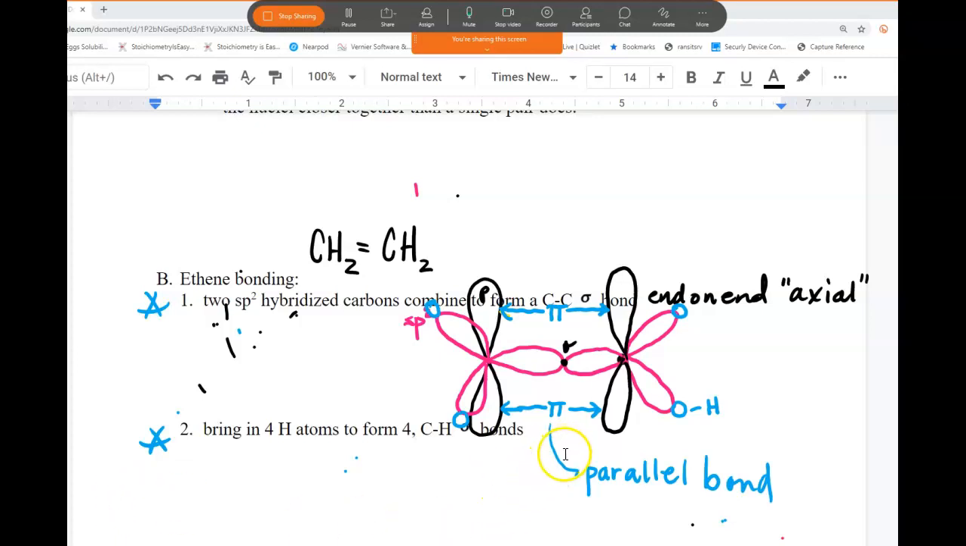But in the formation of the pi bond, remember we have one sigma and one pi bond in a double bond. In the formation of the pi bond, we have a side-to-side or parallel bond between the two p orbitals. And so that's what we're trying to characterize and show you. We need to be able to talk about these orientations. So once again, the end-on-end axial bond is the sigma bond, and the parallel bond is the pi bond.